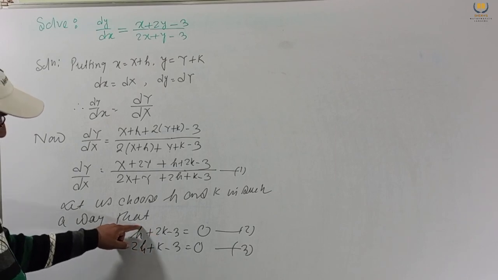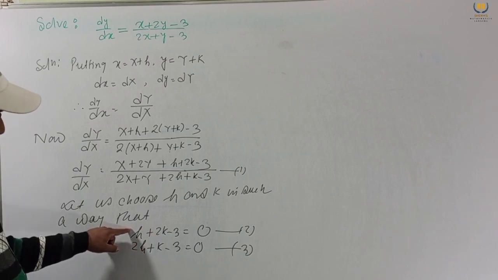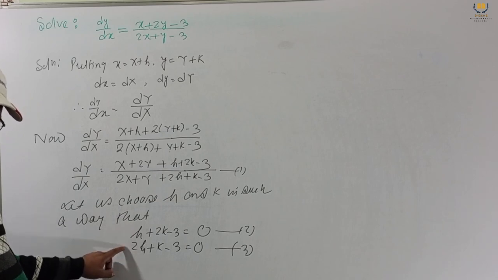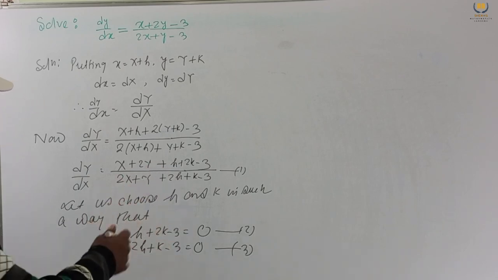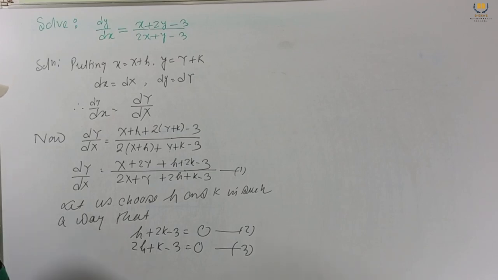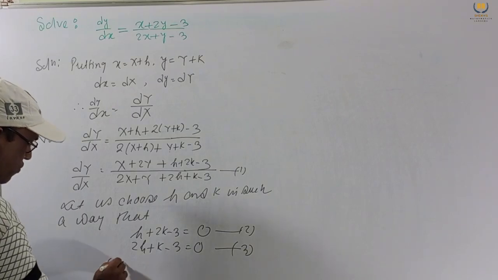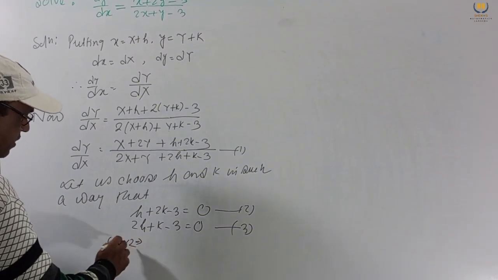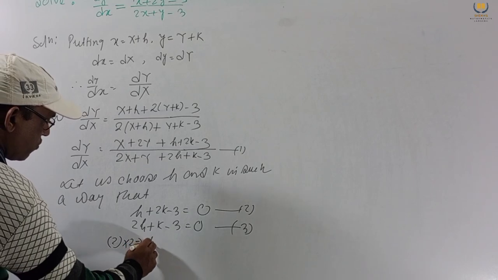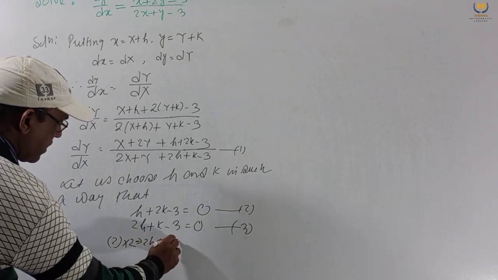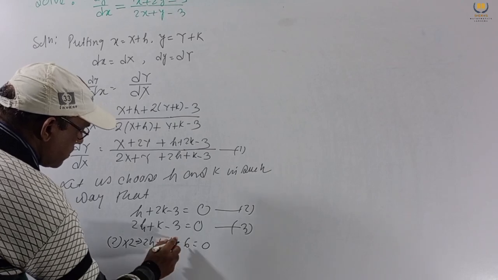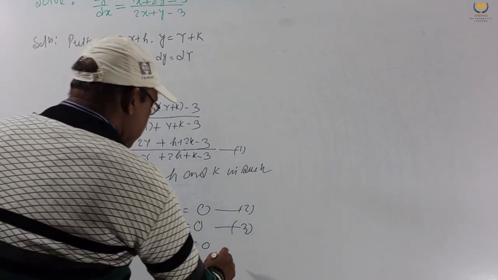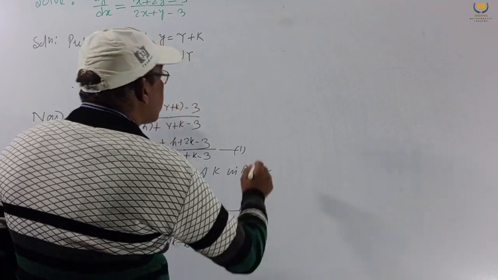If we multiply this by 2, then we get 2h, and subtracting, the 2h cancels. Or by any method, cross multiplication, substitution method, we can easily find h and k. So we consider equation number 2, multiplying by 2, we get 2h plus 4k minus 6 equal to 0. This is number 4 we consider.